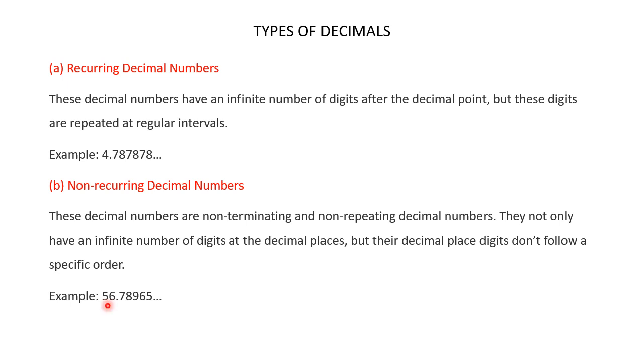Look at this number 56.78965 and so on. Here, after the decimal point, there is an infinite number of digits. Also, these digits do not follow any specific order. It is just a random sequence of numbers. So 56.78965 and so on is a non-recurring decimal number.